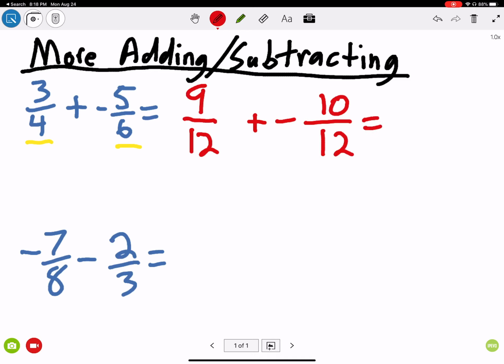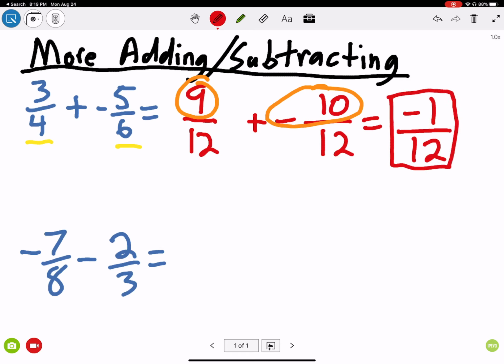And when we add fractions that have a common denominator, we keep the denominator, and all we're going to look at now is legitimately just the two numerators. So here I have positive 9, and here there's a negative, which means this is a negative 10. Okay? Well, 9 plus negative 10 gives me what? What is 9 plus negative 10? It's negative 1. And that's my answer.